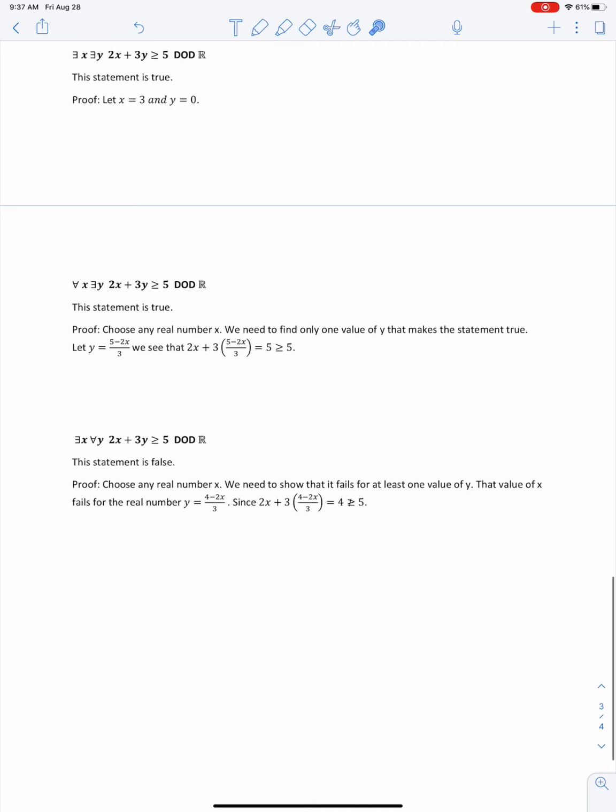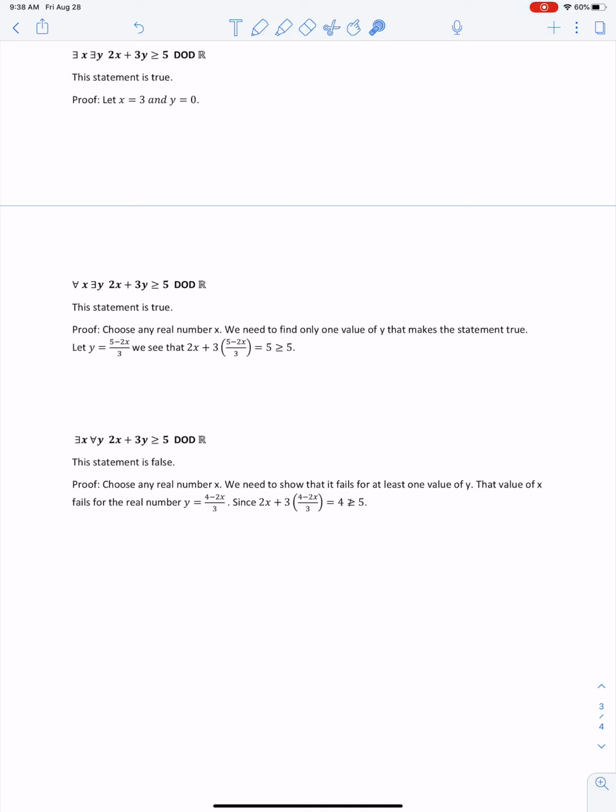Now life gets a lot trickier when one is a universal quantifier and the other is an existential quantifier. So let's look at this kind of example. What does this statement really say? I'm using the same propositional function of two variables again. What it says is, for every x, or if you like, for each x, there exists a y such that 2x plus 3y is greater than or equal to 5.